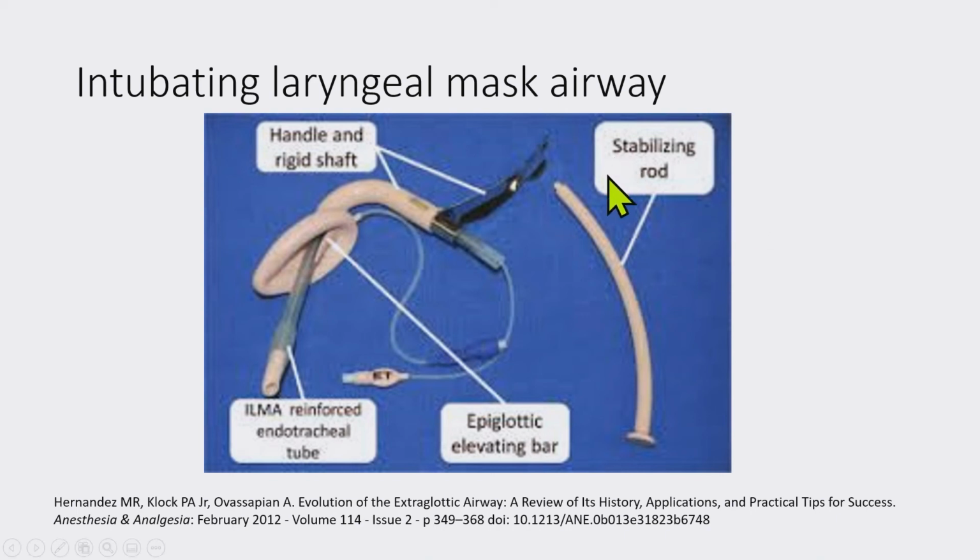use the stabilizing rod, putting it at the end of the endotracheal tube to stabilize the position. And then after stabilizing the position, we can remove the laryngeal mask airway, using the stabilizing rod to minimize the risk of accidental extubation.